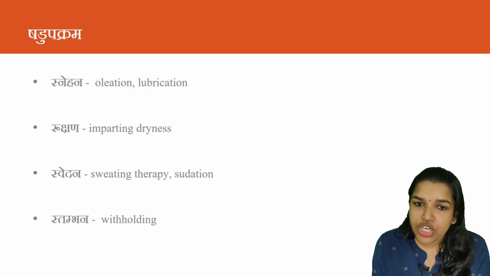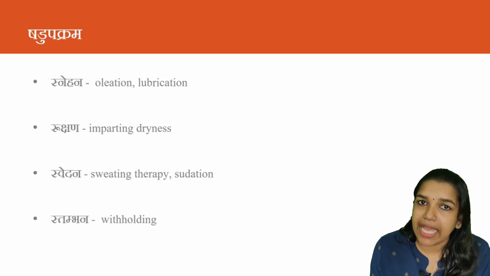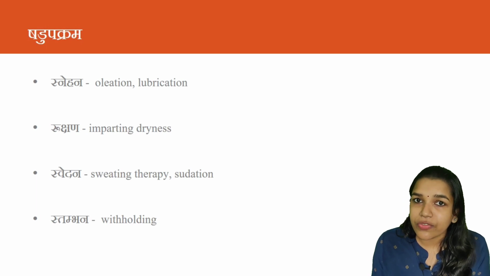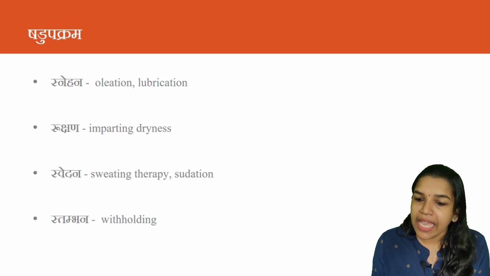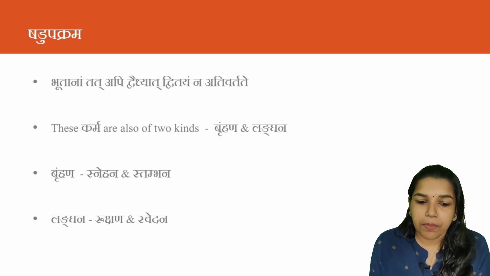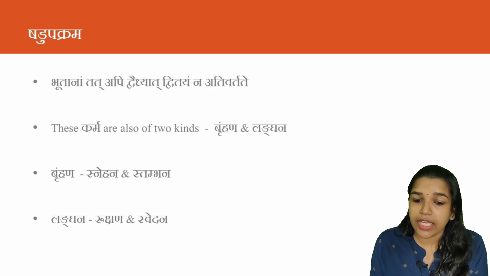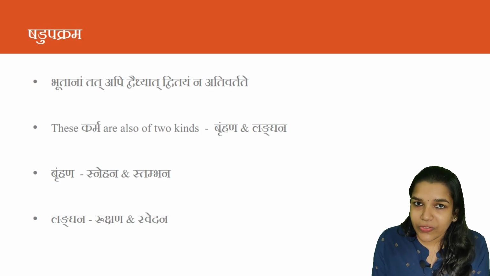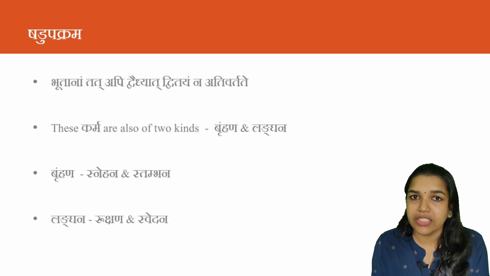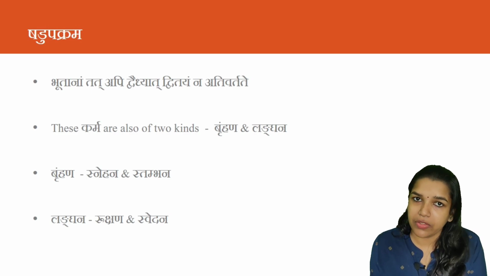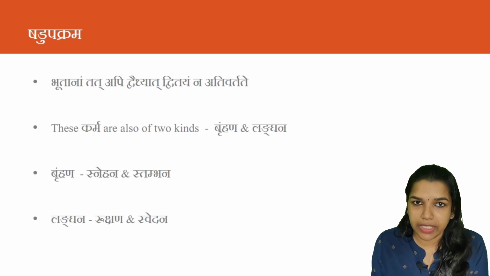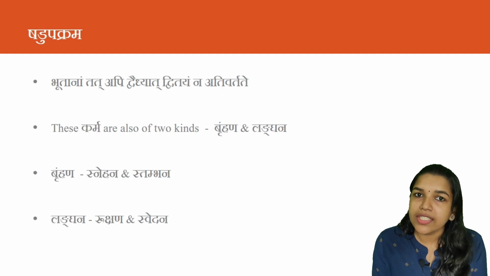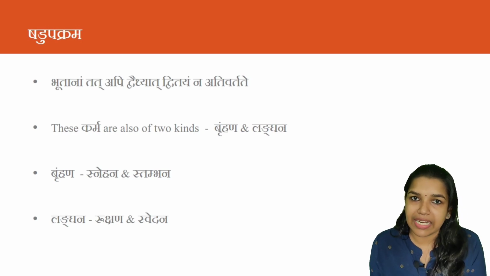So Snehana, Rukshana, Svedana, Stambana, Brahmana and Langhana are the Shatupakramas, the 6 types of management which we can use in different disease conditions. And next it is mentioned, tad api dvaidhyat dvitayam na ativartate. Though these 6 therapies have been mentioned, we can concise them into 2 therapies, Brahmana and Langhana, and that is why this chapter is also called Dvividhopakrama. All these managements we can consider as either Brahmana or Langhana.